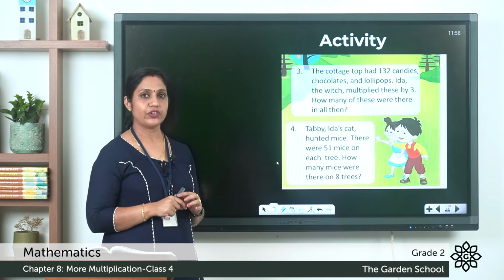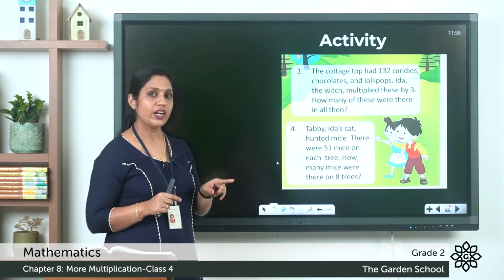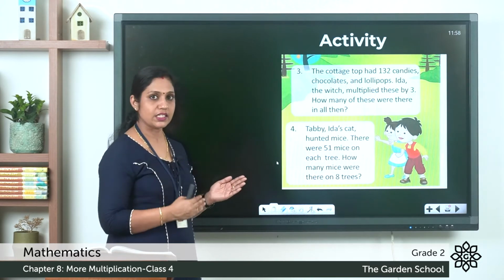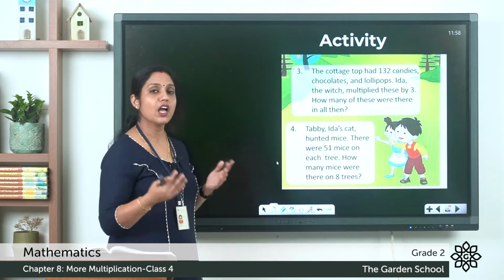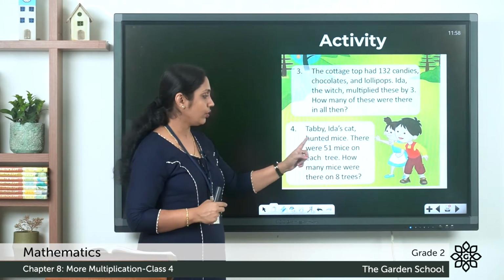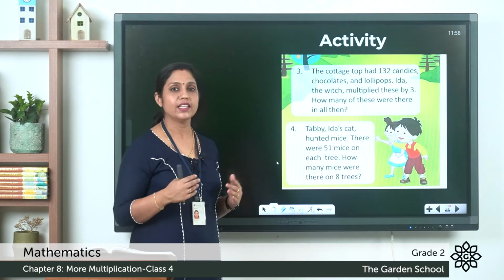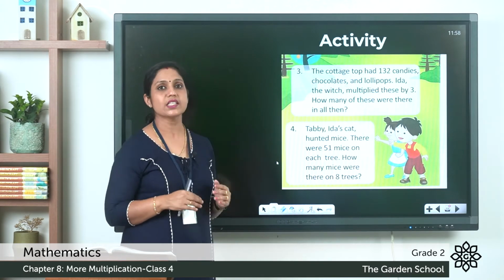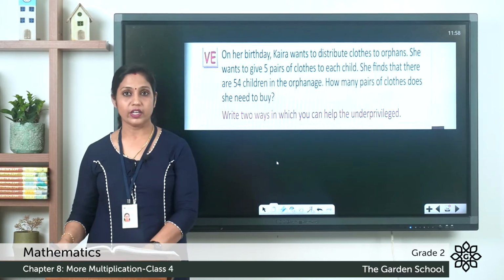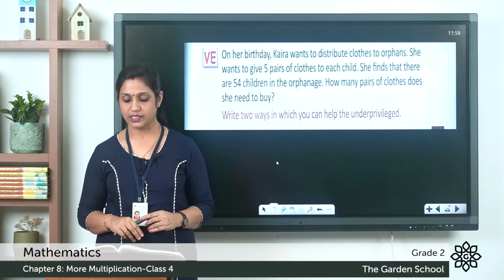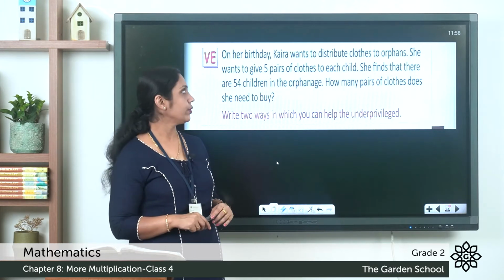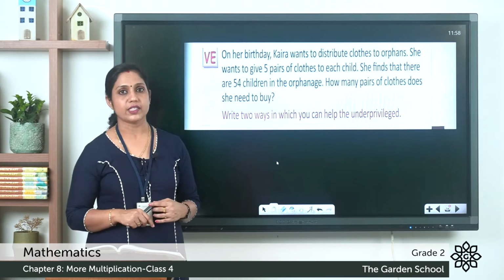So on each tree, each means one. So on one tree there are 51 mice. We have to find out similarly on 8 trees how many mice were there in all. So what you have to do? 51 into 8. You will get the answer. So these both questions are activity for you. Now under that page 123, below that you can see on her birthday, Kara wants to distribute clothes to orphans.